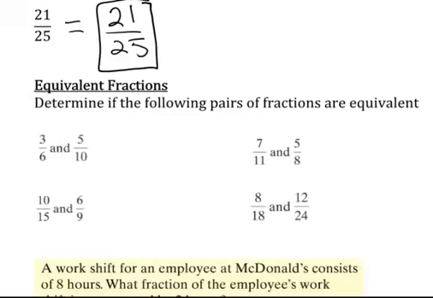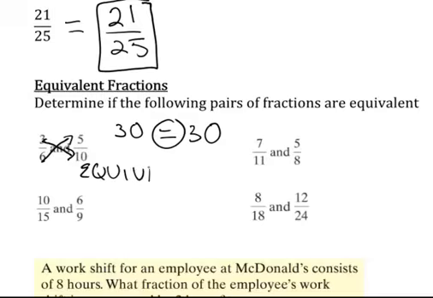Okay, so for the next part that I have here, we're going to talk about equivalent fractions. And it says to determine if the following pairs of fractions are equivalent. Well, the way we determine whether or not a pair of fractions are equivalent is we're going to cross multiply. So I'm going to take 3 times 10. Well, 3 times 10 is going to give me 30. Now I'm going to take 6 times 5. Well, that's also going to give me 30. And since those two numbers are equal, then we will say that these two fractions here are equivalent.